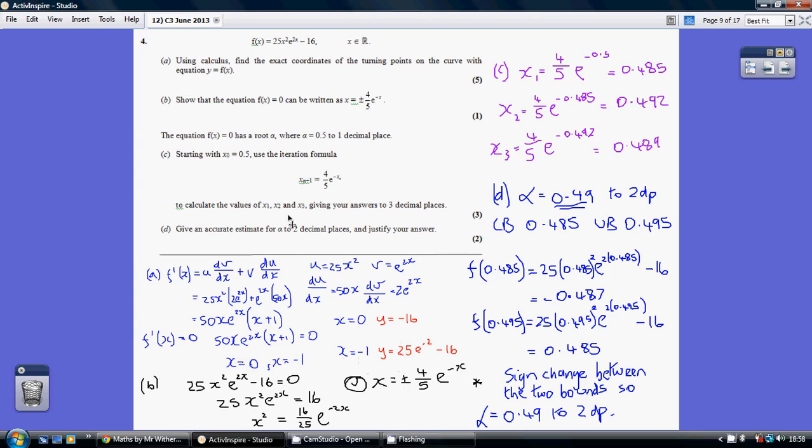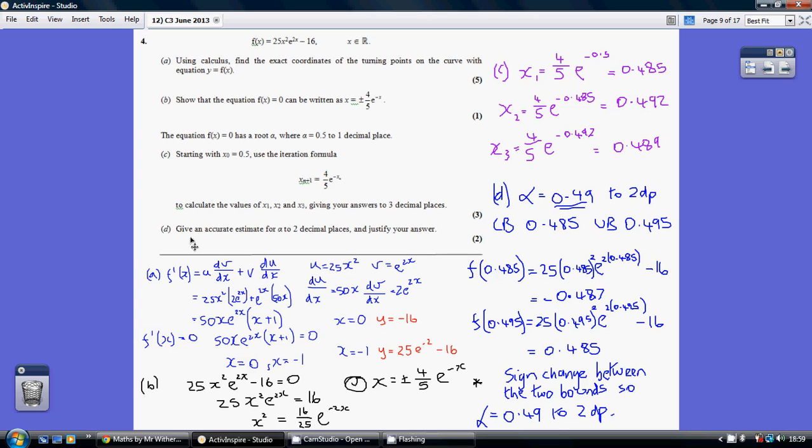Now for part C, very straightforward, these iteration formula questions. We've got to calculate the values of x1, x2, x3 given that x0 is 0.5. So you start off by substituting 0.5 in to work out what x1 is. I get this. Take this x1 and replace that in the formula to work out what x2 is, and then use the x2 value in the formula to work out what x3 is, giving us these three values.